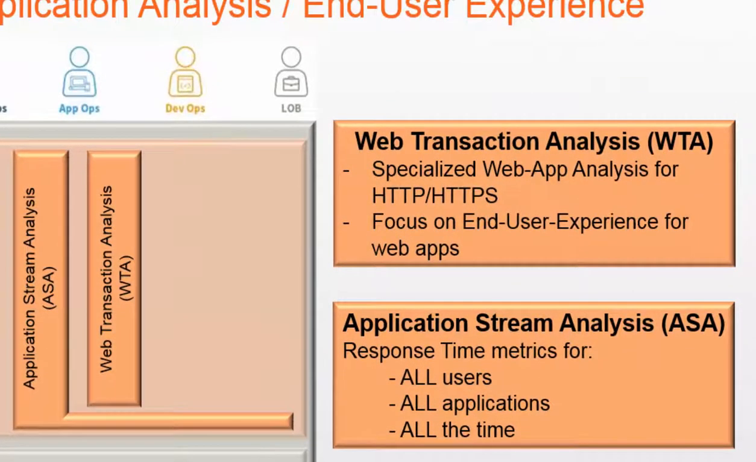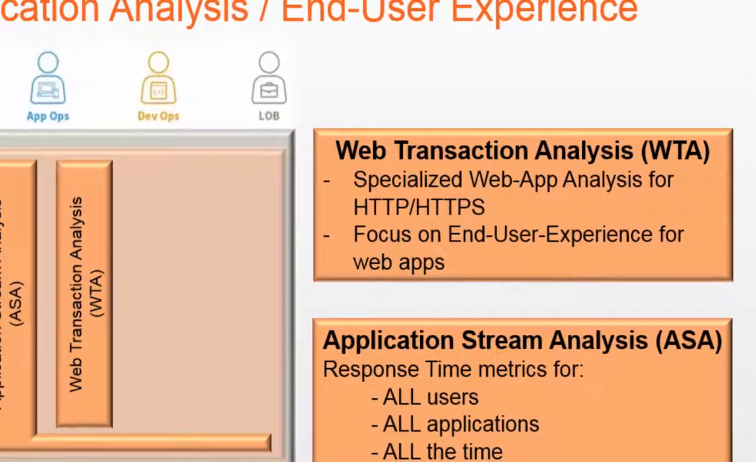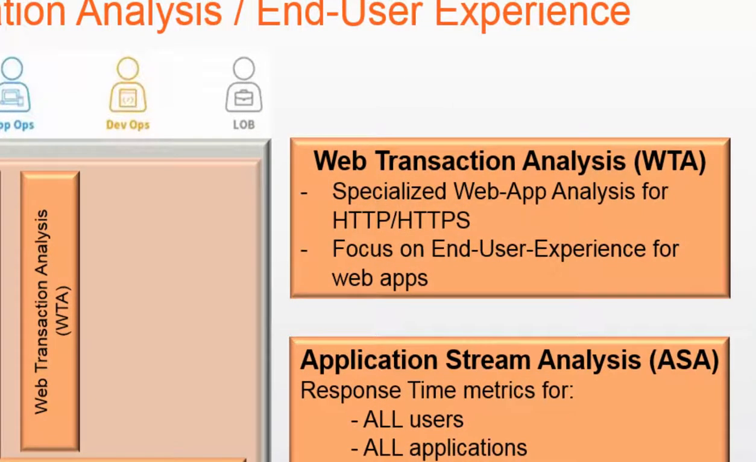The first optional module is Application Stream Analysis, or ASA, which is a prerequisite for all other modules as it provides response time metrics for all users, all applications, all the time. Today I'll cover the Web Transaction Analysis, or WTA module.